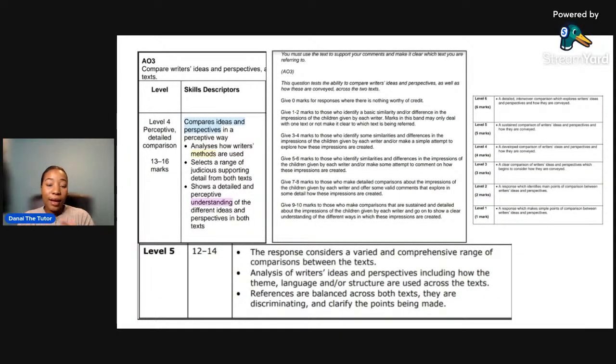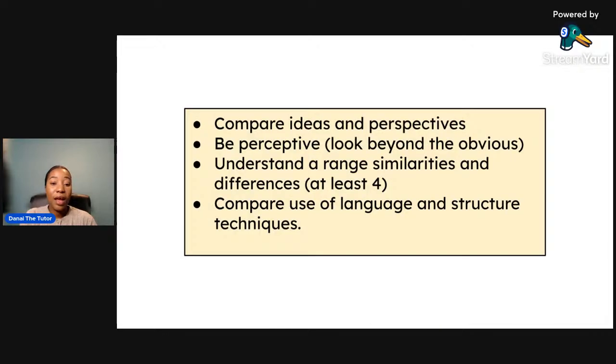So like I said, I surveyed the mark schemes. I surveyed the AQA, the EDUQAS, Edexcel, and the OCR mark schemes. And some of the things that I picked out, like I said, you are comparing ideas and perspectives. You want to be perceptive. So that second bullet point there, be perceptive, meaning look beyond the obvious, okay? Show that you understand a range of similarities and differences. Okay, so when you're comparing, you're looking at similarities and differences.